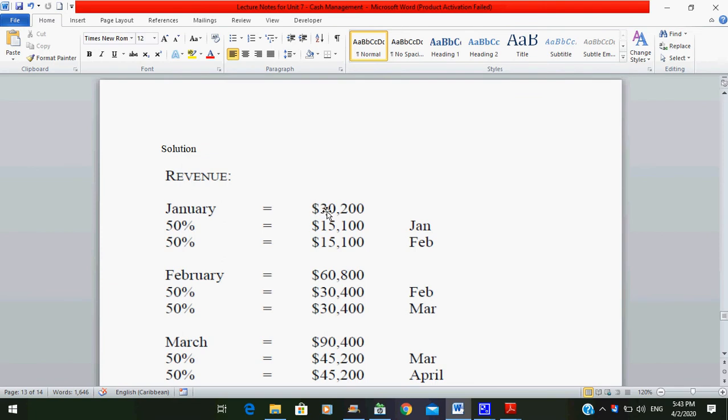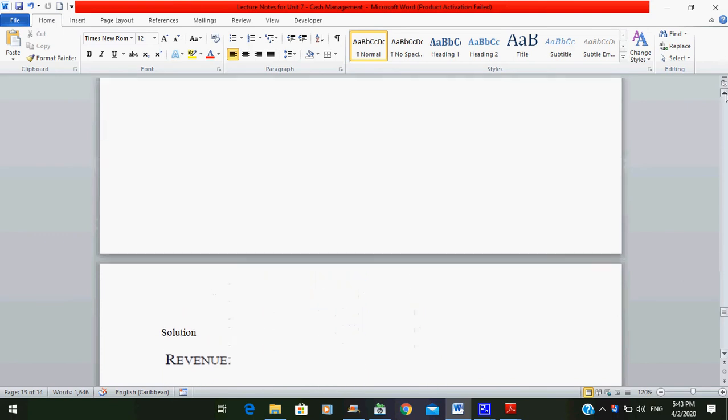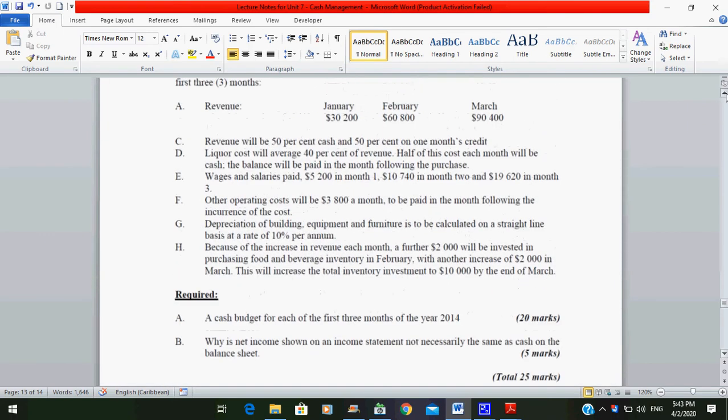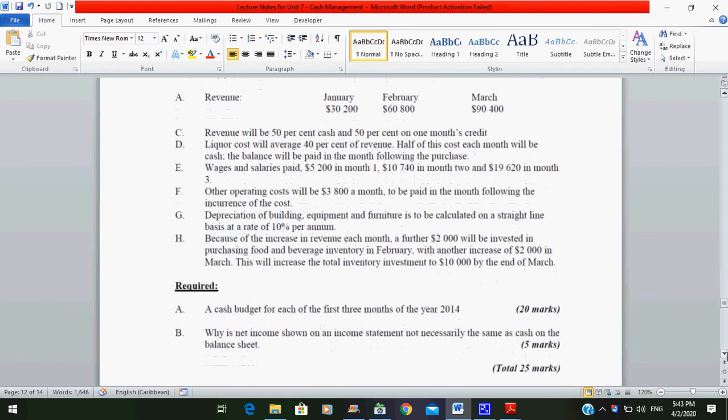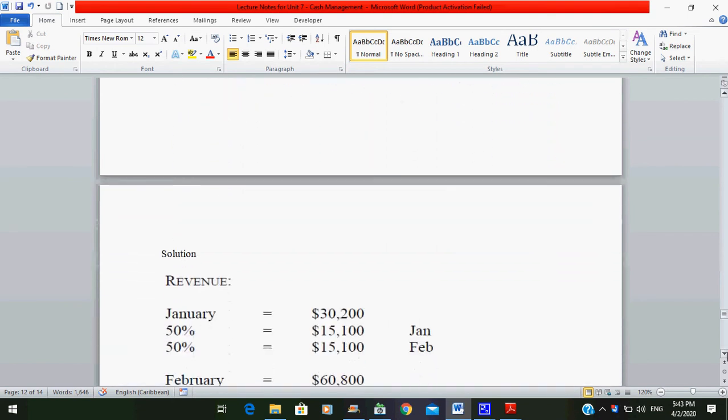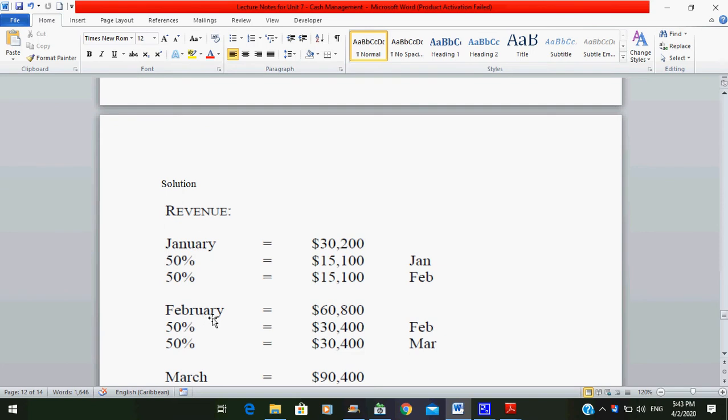50% of the sales in January is received in January, and the next 50% is received in February. As I said before up here, 50% cash, 50% on 1 month's credit. So therefore the money won't be received until February. Alright? For February now, you receive 50% of it in February, and the next 50% you receive in March, right? Good.